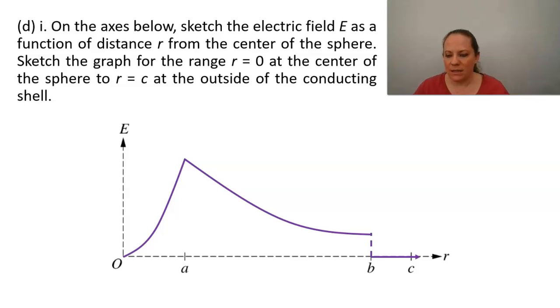So let's talk about scoring. All right, so we're going to get a point for a concave upward graph that begins at the origin and increases to r equals A.